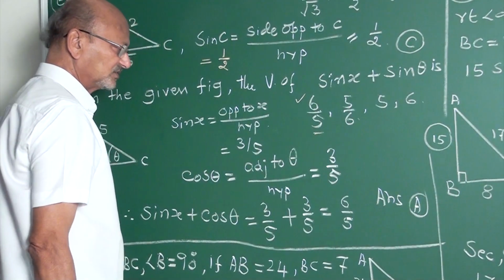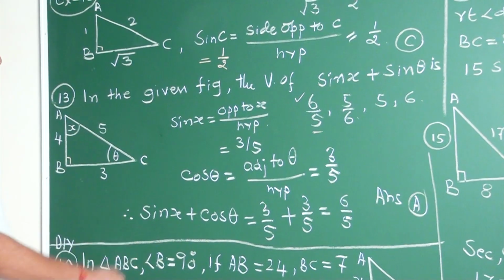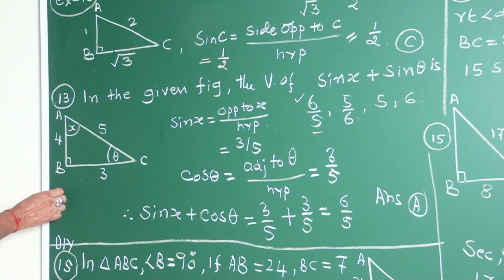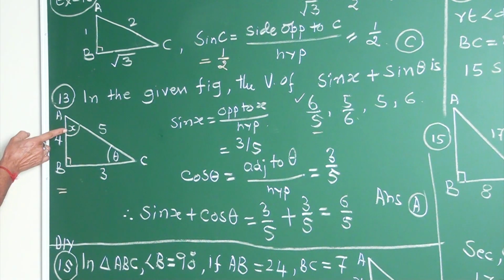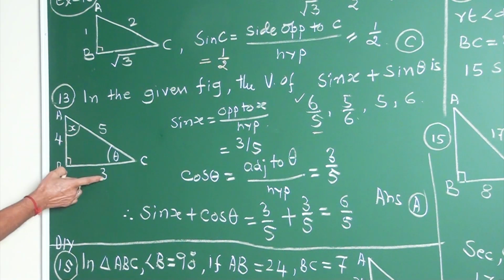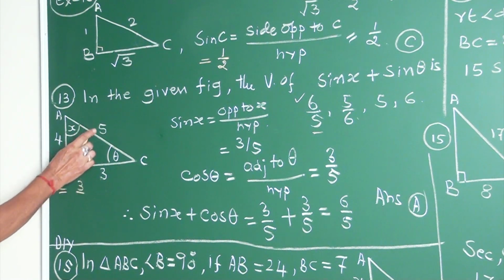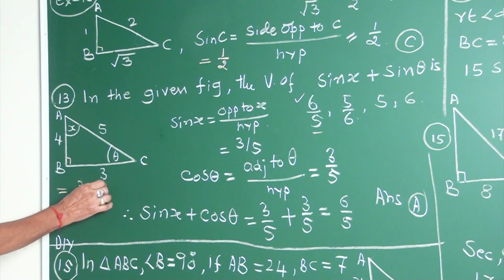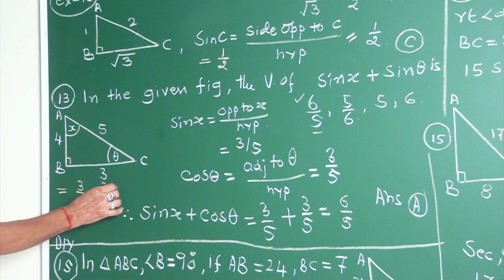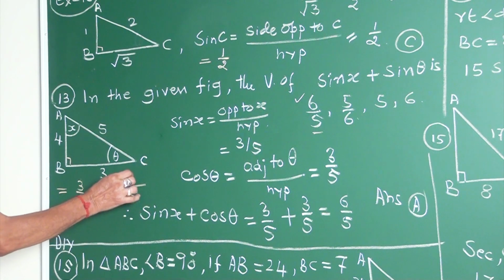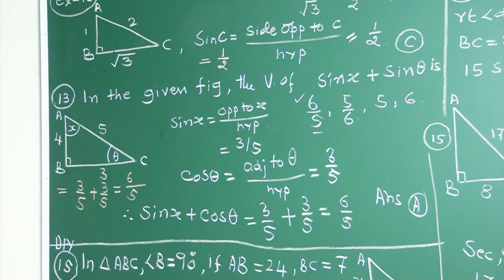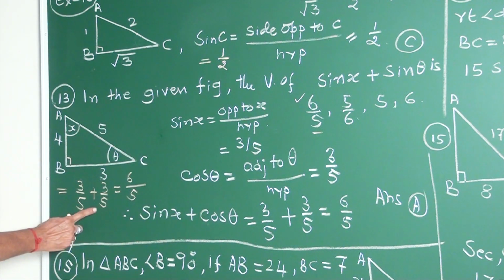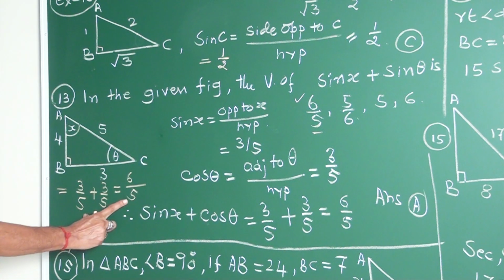This answer, my friends, is a drama. This is for your sake. Here you have to write the figure. You write below the figure itself: sin x, opposite side upon hypotenuse, plus cos theta, adjacent side 3 upon 5. 5 is the LCM, 3 plus 3 is 6. See the time taken in writing all these steps.